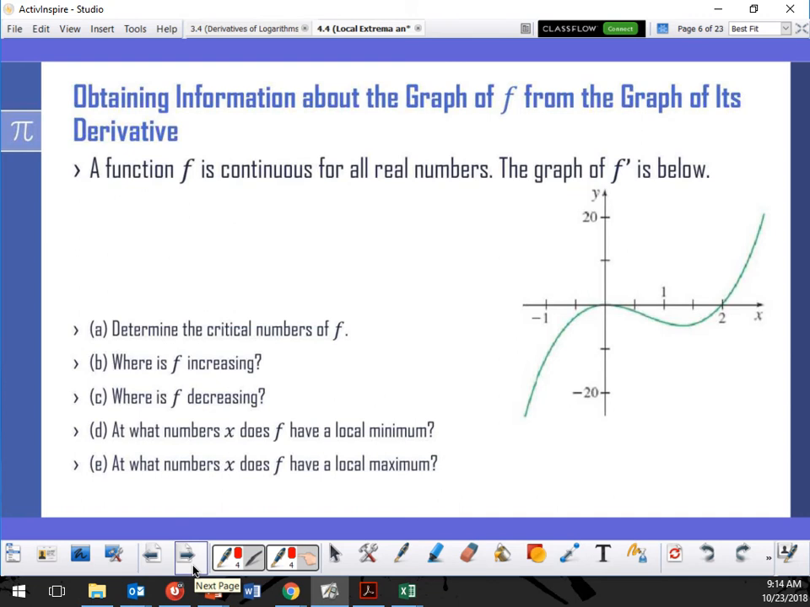No, because I want to get to the second derivative test. We don't need to practice the same thing again, right? Okay, the function is continuous for all real numbers. The graph of f prime is below. Ooh, this is the graph of the derivative.